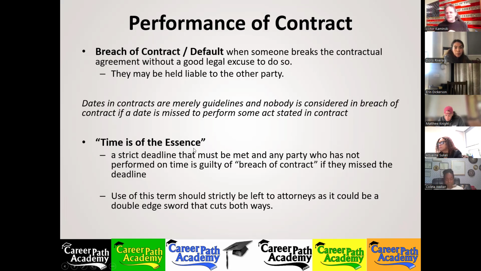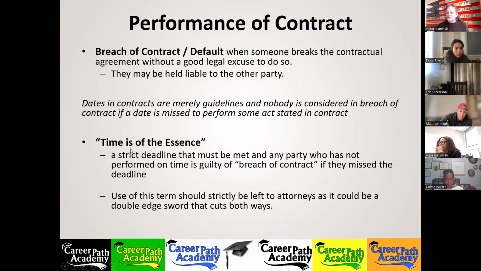So that leads us to this next term. Time is of the essence. It's a strict deadline that must be met. And if somebody's required to do something by this strict deadline and they do not do it by the deadline, the contract is automatically killed. Nothing else needs to be done or said, no other letters sent out, because that deadline has come and gone and the party didn't do what they were supposed to do.